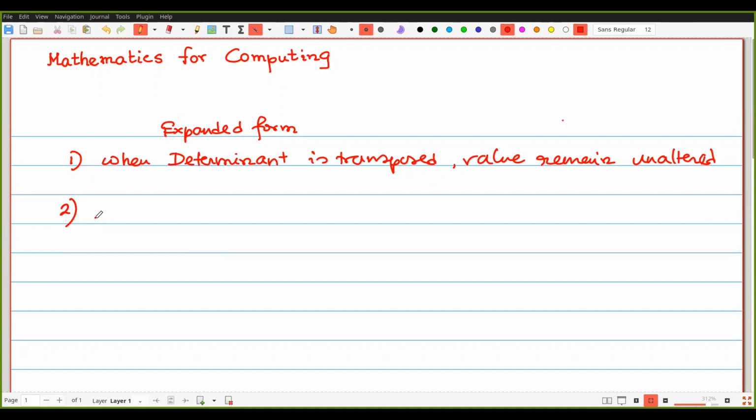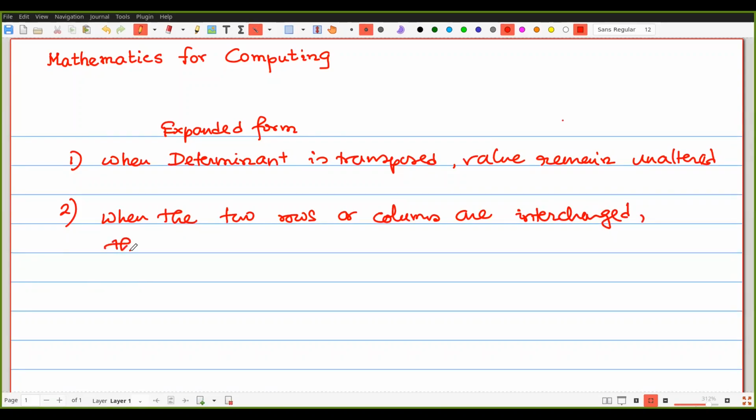The second one is that when any two rows or columns are interchanged, the value remains the same, but the sign is altered.